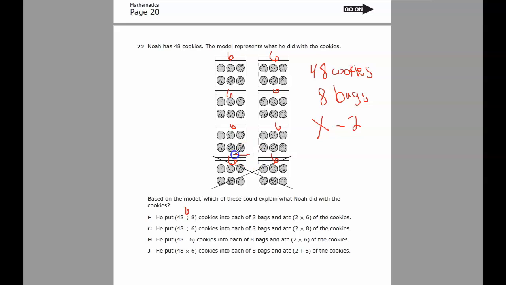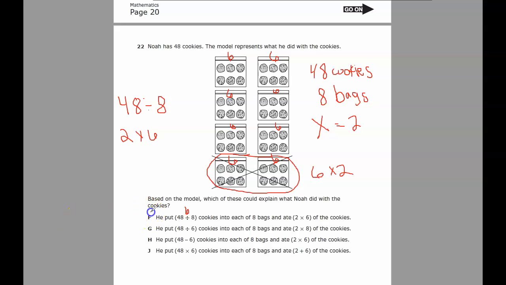Okay, let's look at the cookies he ate. He ate 6 and 6. That's why they're crossed out. So he ate 6 times 2. So we're looking for the 48 cookies divided into the 8 bags, right? And then he ate 2 times the 6 of those bags. So which of these answer choices shows that?